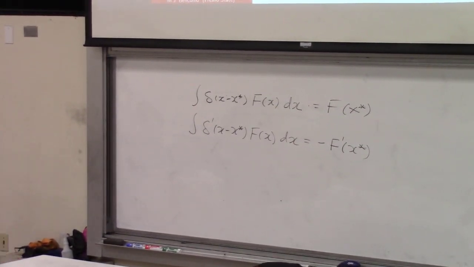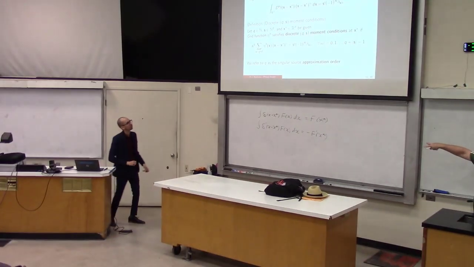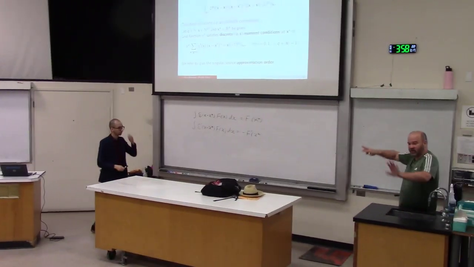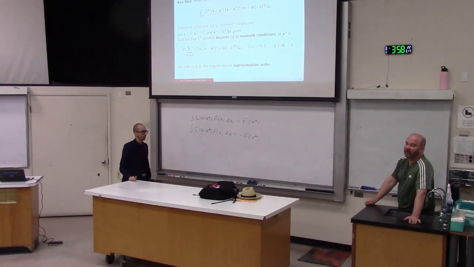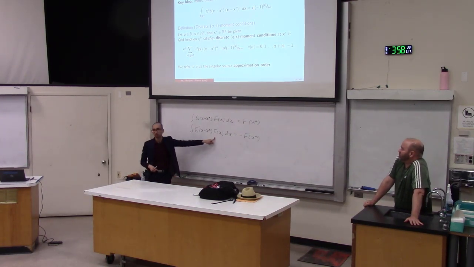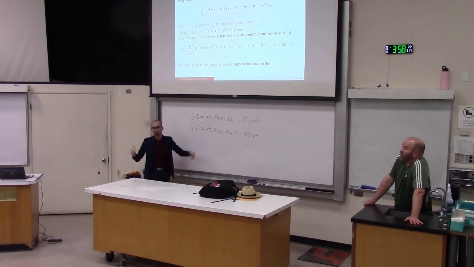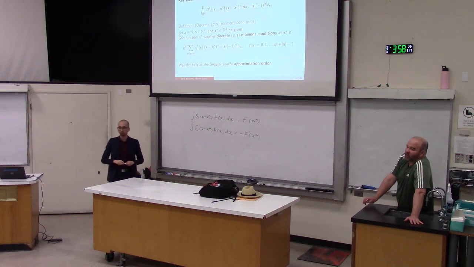You differentiate by parts and move the derivative over to the f. That's the second term in the integration by parts trick, where you pick up the minus sign and the surface term goes away, because you assume that the function is of compact support, and so in the limit of infinity, it goes to 0.